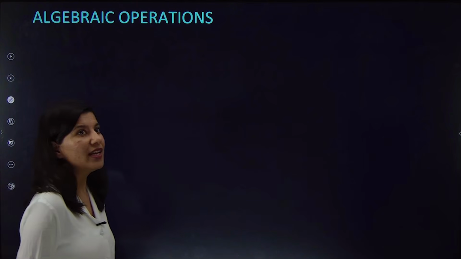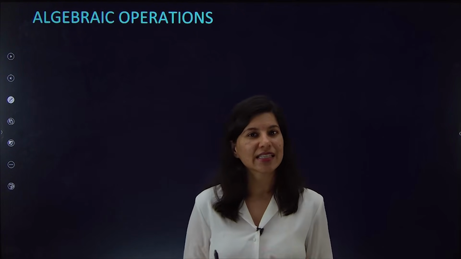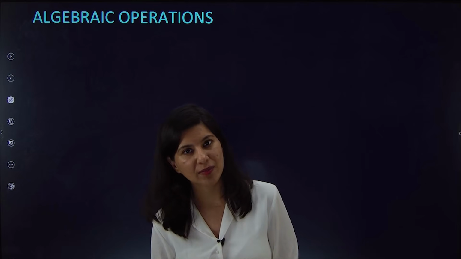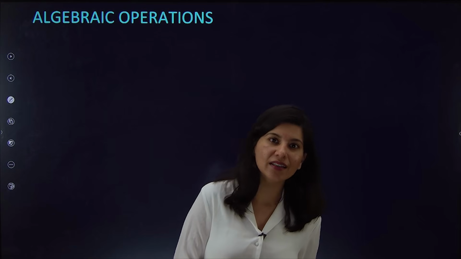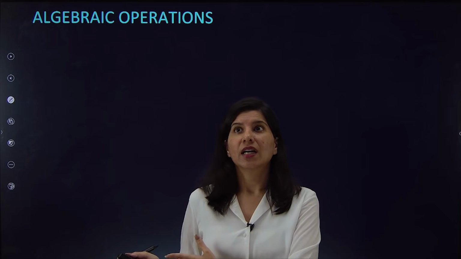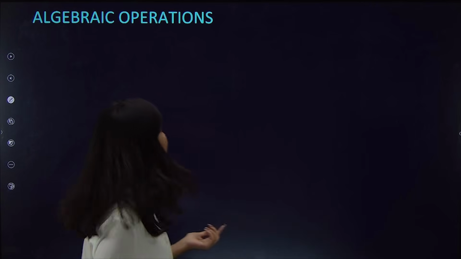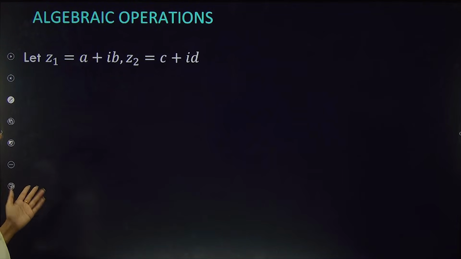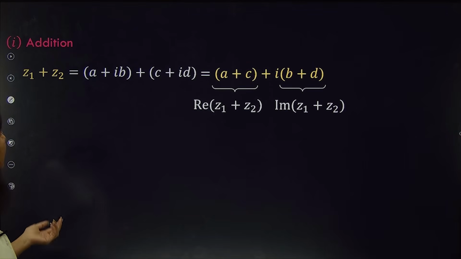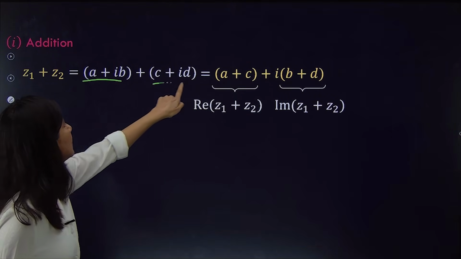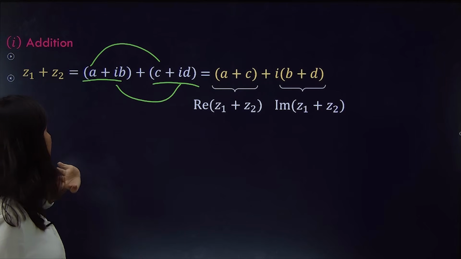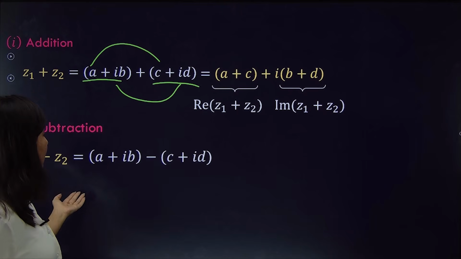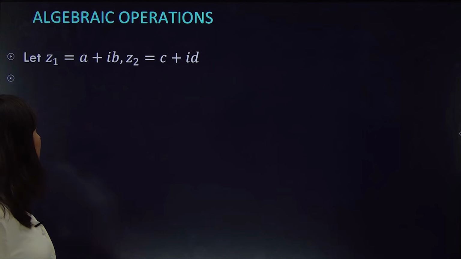Now, if you want to add two complex numbers, simply add the real parts and the imaginary parts. If you want to subtract two complex numbers, simply subtract the real parts and subtract the imaginary parts. So addition and subtraction will go like this. Z1 and Z2. If you want to add, this is Z1, this is Z2, add the real part A plus C, add the imaginary part iota B plus D. Similarly, subtraction will be like this, A minus C and B minus D, right?